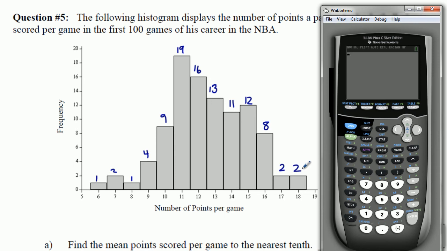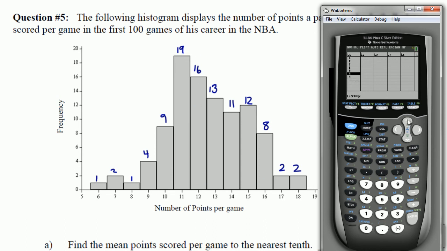Now if we want our calculator to do most of the work for this question, we're going to use stat. We're going to make sure to clear all of the previous data. So clear and then down. And one option, which would take a really long time, would be for me to go 6, 7, 7, and then 8, and then 9 4 times. This would take a long time, right? Because we'd have to enter a bunch of data here. We'd have to enter 10 9 times, enter 11 19 times.